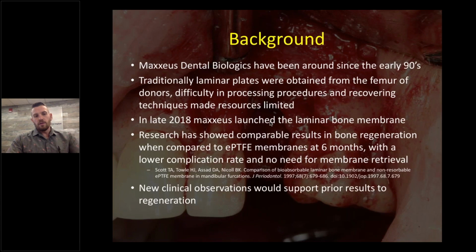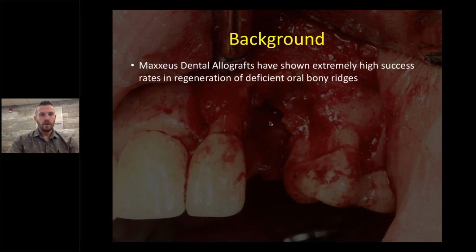From my standpoint, new clinical observations from me and others would probably support prior results, and the laminar bone plate is quite capable of creating all of the things that you would want from a PTFE membrane without the need to retrieve it. The Maxius dental allografts have shown extremely high success. I've been using those since the beginning of my residency, almost 6 years now, and they've always shown extremely high success rates in regenerating deficient oral bony ridges, whether for ridge augmentation or for socket preservation.